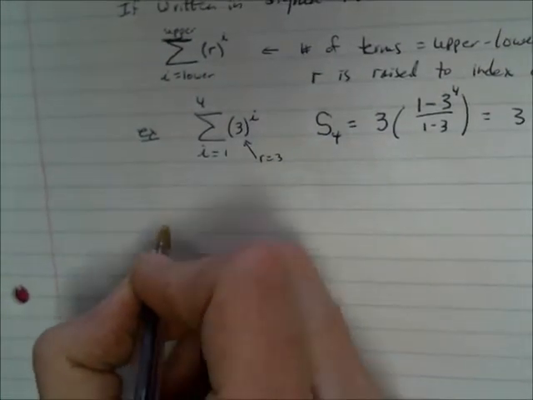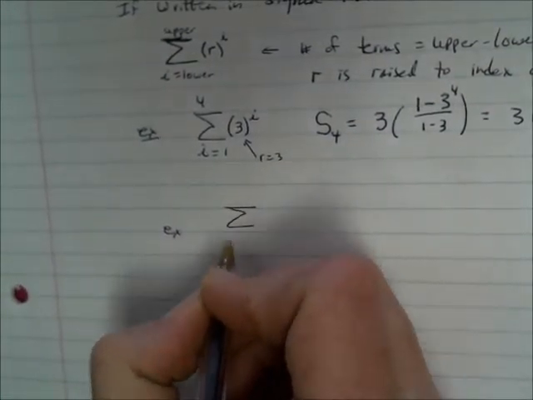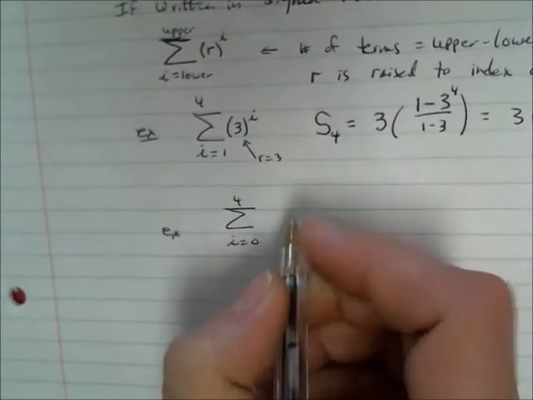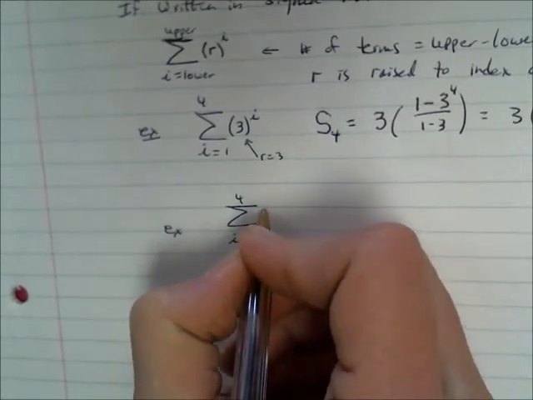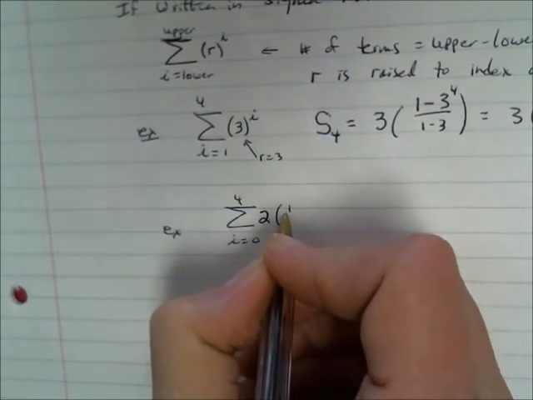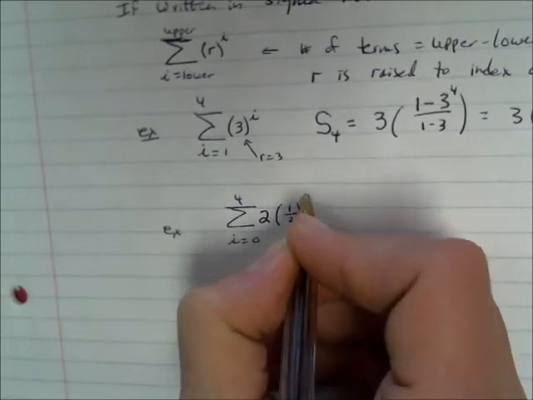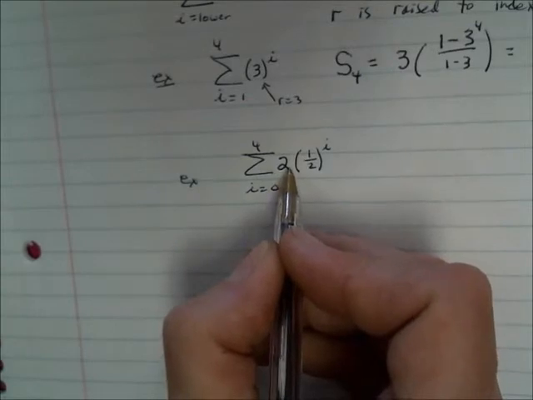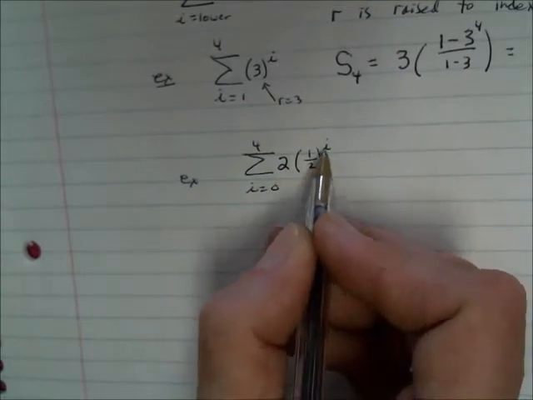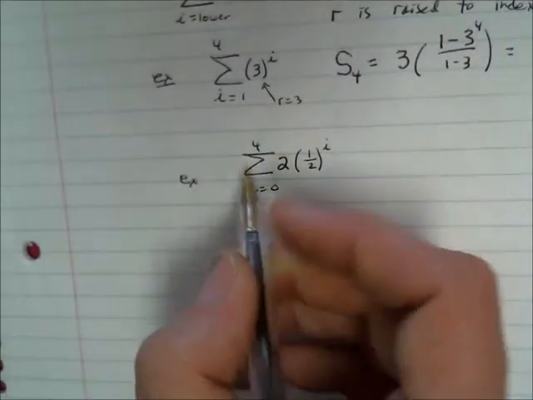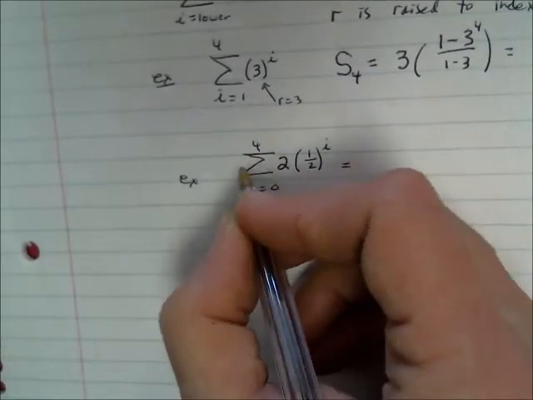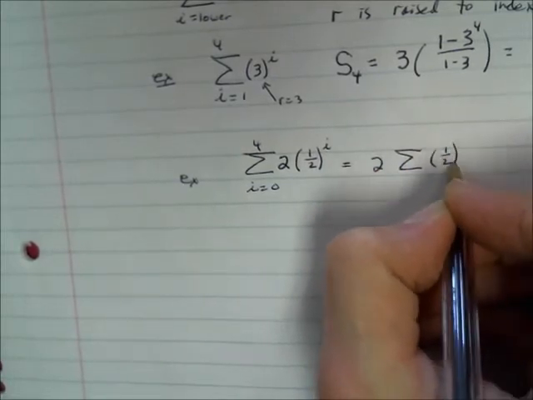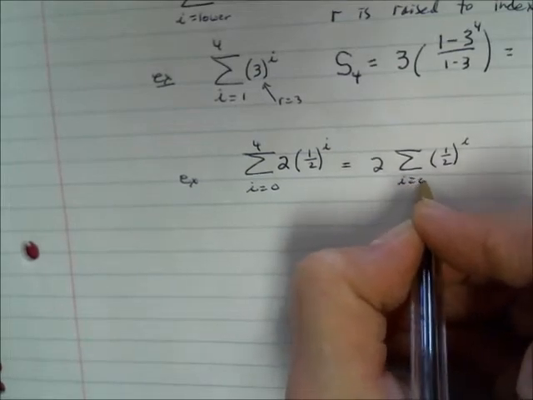Let's just do one more example. Let's say I is going to start at 0, and we'll go up to 4 again. And let's say we're going to have 2 times 1/2 raised up to the I power. Anytime you have a coefficient out in front of your R value raised up to the I power, this can always move out front. So that's what I usually like to do, is I like to move the 2 out in front. So it's 2 times 1/2 raised up to the I power, and I is equal to 0 to 4.